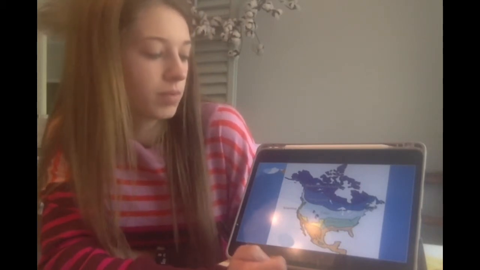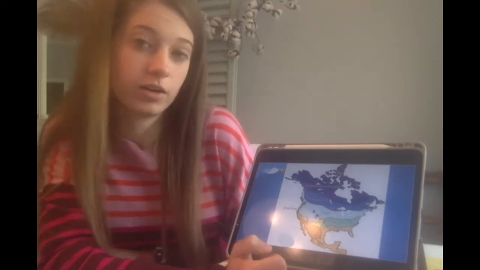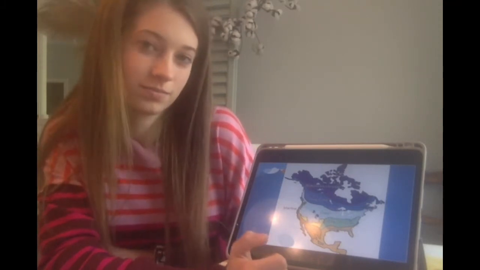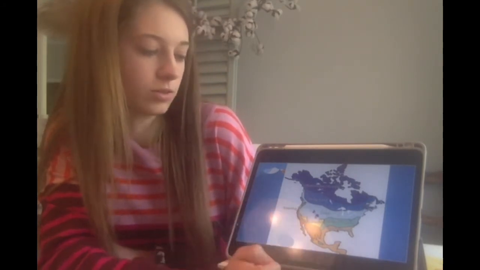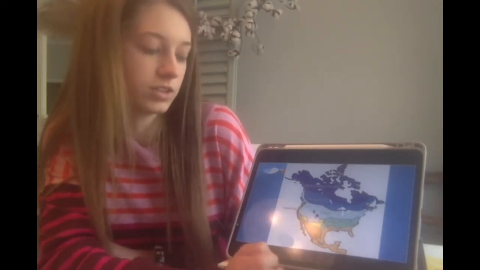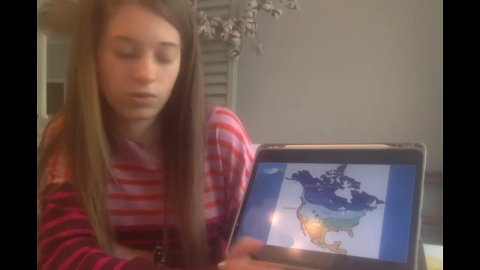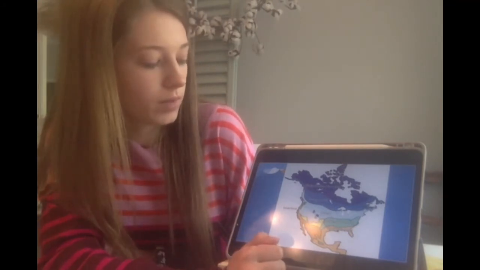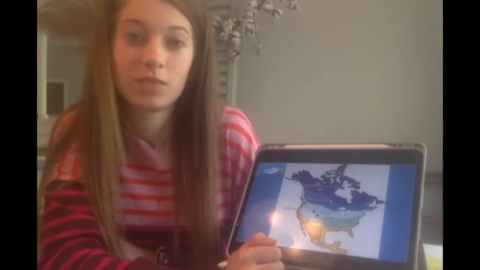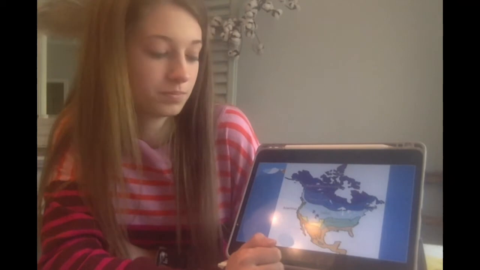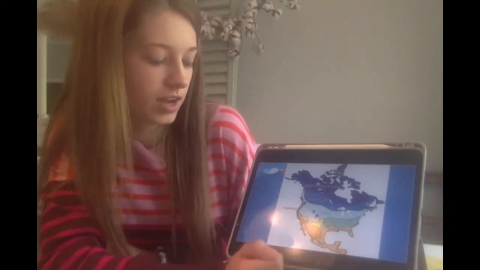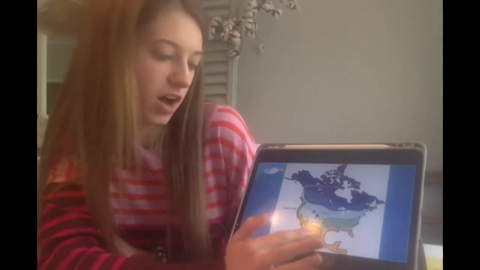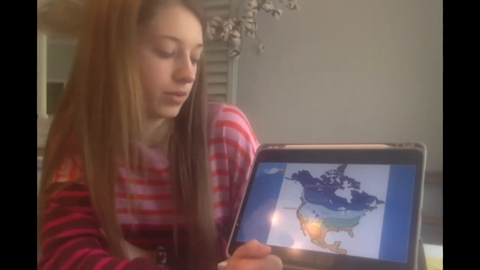So can someone come up and point to Colorado and tell me what climate zone they're in? Great job. They're in the cold climate zone. So for most of the year, their average temperature is cold. What about Mexico? Can anyone tell me what climate zone Mexico is mostly in? Great job. They're in hot, dry, and then they're about half and half, so hot, dry, and hot and humid. So they're in both climate zones.